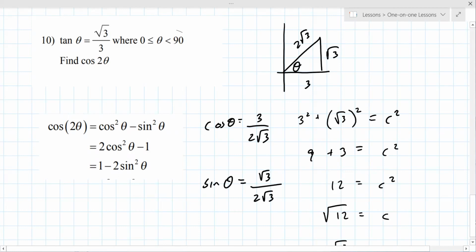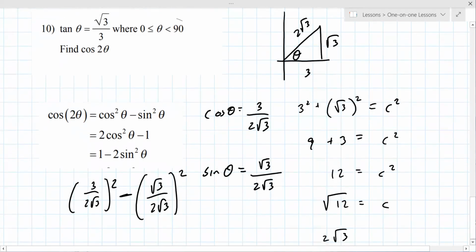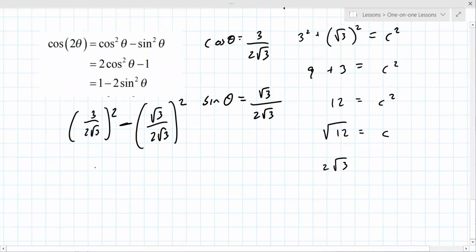Okay, so we're just going to plug these numbers in. So it's 3 over 2 square root of 3, squared, minus, not plus, minus, square root of 3 over 2 square root of 3, squared. And we just got to do some manipulation here. So the top is 9, the bottom is double 4 times 3 is 12, minus top is 3 this time, and the bottom is 12 again. So it ends up being 6 over 12, which is 1/2.